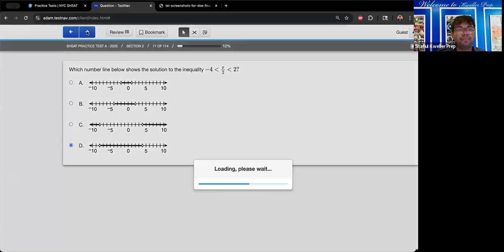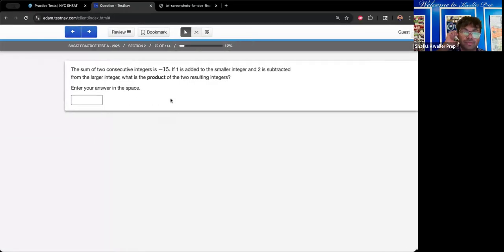The sum of two consecutive integers is -15. Again, consecutive integers, the first consecutive integer will be x, the second one will be x plus 1, because consecutive means one right after the other. And then if 1 is added to the smaller integer and 2 is subtracted from the larger integer, so 1 is added to the smaller integer, x becomes x plus 1. And then 2 is subtracted from the larger integer, so x plus 1 was the smaller integer, and then we are subtracting by 2, so that's x minus 1. So these are the two things that we are multiplying. We're multiplying x plus 1 and x minus 1.